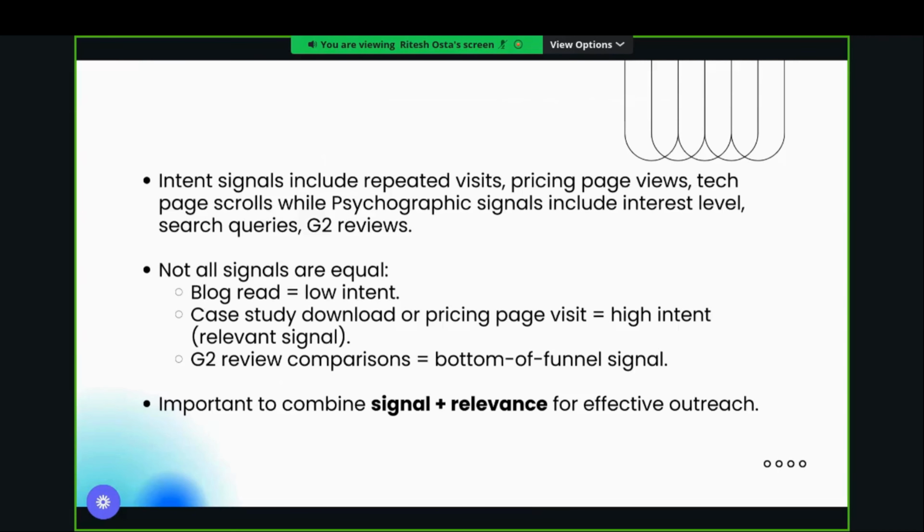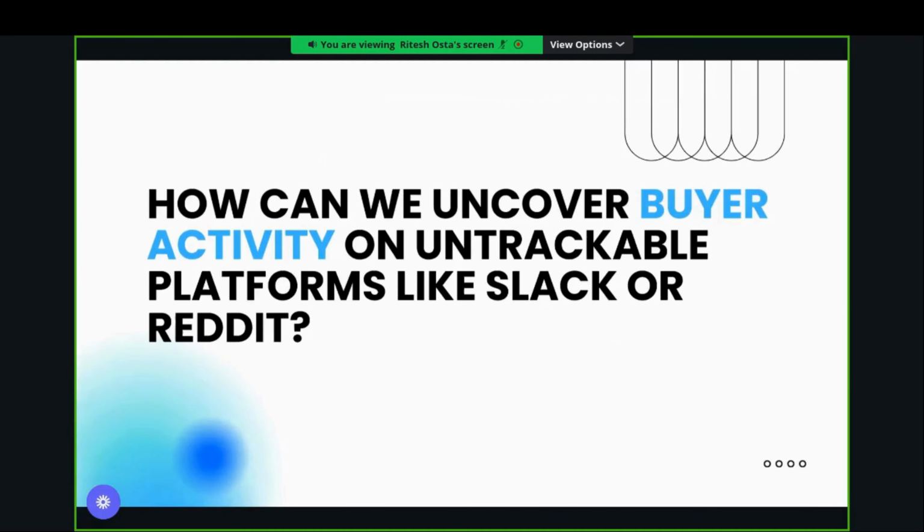Okay, so I think this is what we talked about. We'll talk about the relevance and the signal, the signal and the intent in the coming days. I think I've covered most of it, so I'm not going to repeat that. All right, so let's go on to the next one.